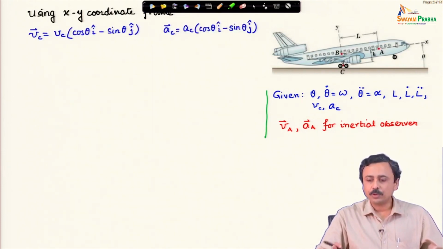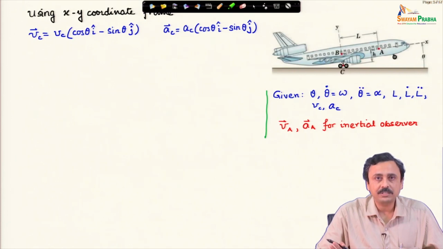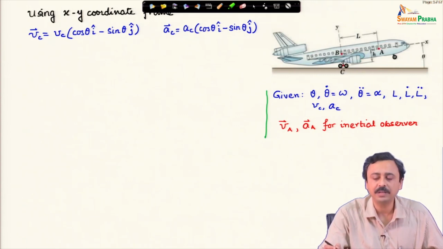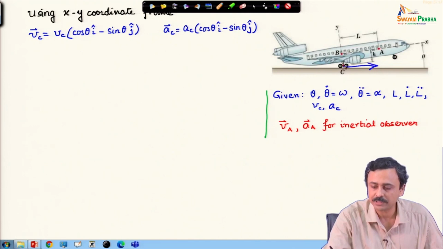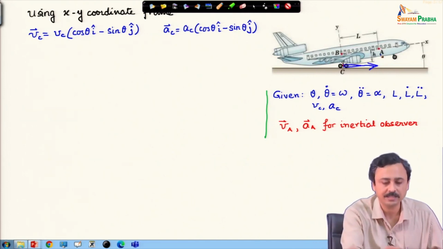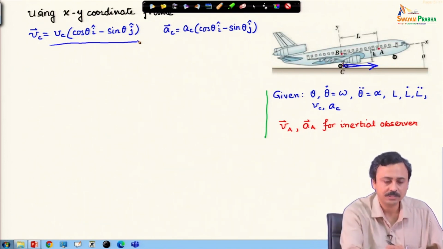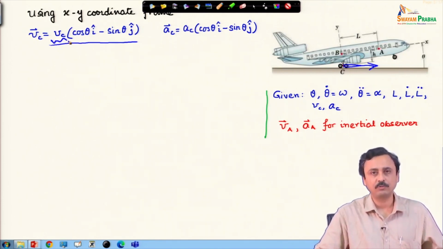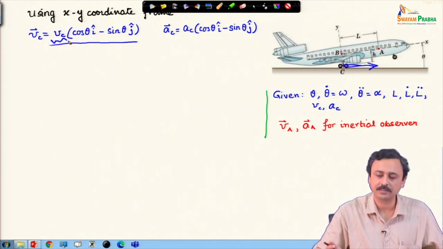When we are going to use this xy frame, we have to represent all relevant vectors in this xy frame. For example, this VC, the velocity of this point C in the wheel assembly, which is actually horizontal, but it has to be represented in the xy frame, and this is the representation of VC in the xy frame. VC is the magnitude, and cos theta i cap minus sin theta j cap is the unit vector direction. Similarly, acceleration of C, AC magnitude times unit vector direction, which is cos theta i cap minus sin theta j cap.